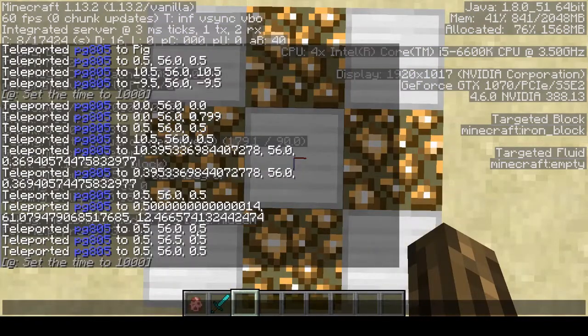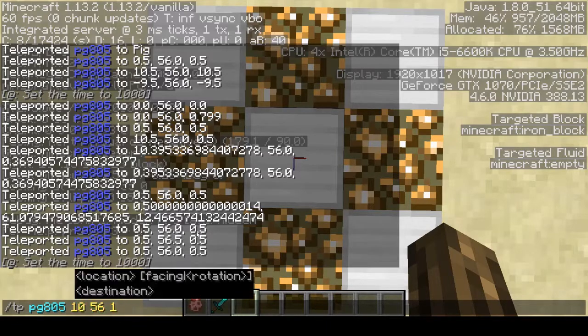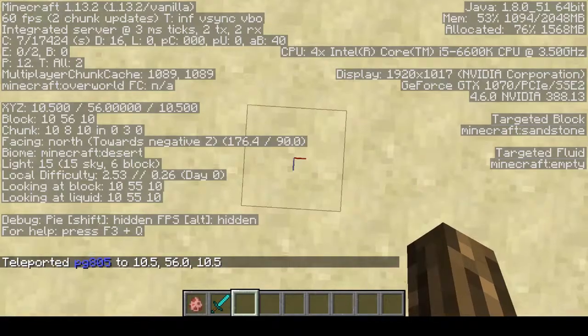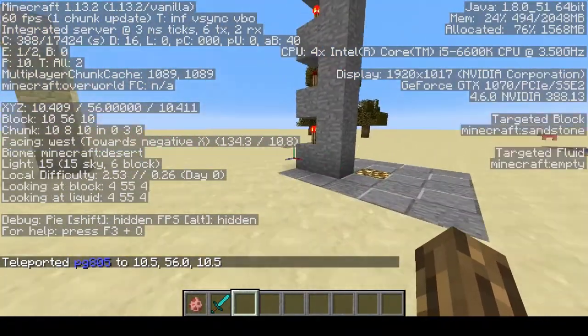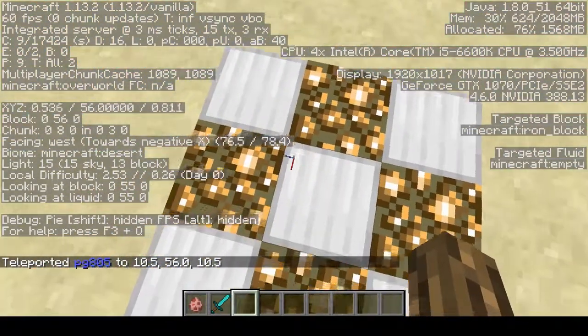So now it's time to talk about the third argument. You saw me just use it when I was trying to get exactly the position I'm facing, because that's what the third argument is. It's how do you want the player or entity to be facing when they're done being moved in the world. So this argument is actually optional. You've seen me do it many times without it. So like PG805 and do 10, 56, 10. I'm just facing the exact same way I was when I was over here and I used the command.